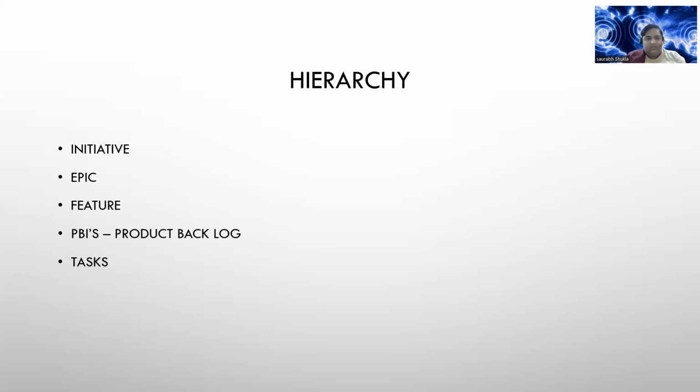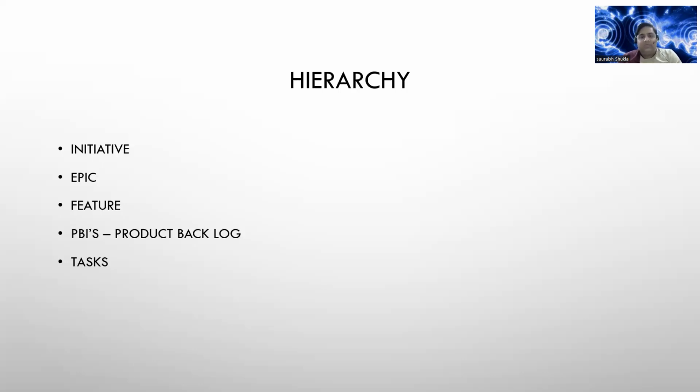So this is a very important hierarchy. You have to understand initiative, epic, feature, PBIs, and tasks. This is the entire hierarchy of project management. Whenever you work on any agile project or any Scrum kind of project, you have to understand this. It is nothing, just the names are different. Only the amount of work is decided into that.